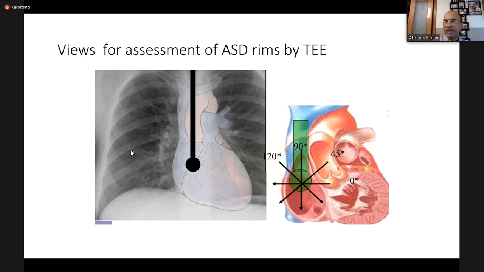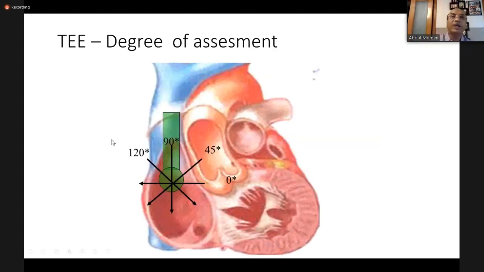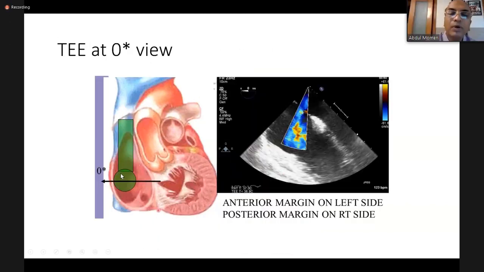So what do we get in our transthoracic echo? What are the rims in the transthoracic apical four-chamber view? Can anybody mention the names of the rims? Anybody? Sir, one is the mitral rim, and the other is the posterior superior rim. So this is the four-chamber view. This is the mitral rim, this is the posterior superior rim, and this is the anterior margin on the left side and the posterior margin on the right side.